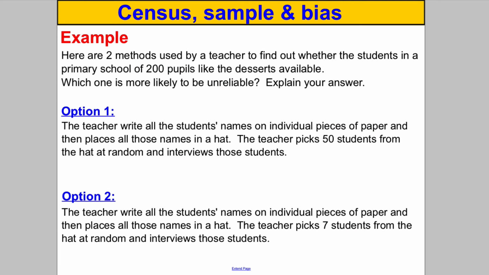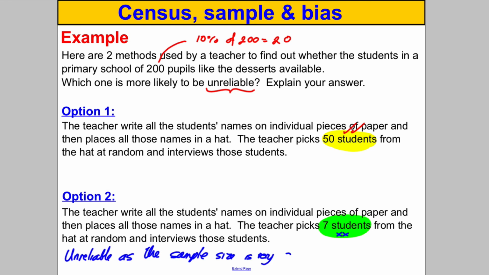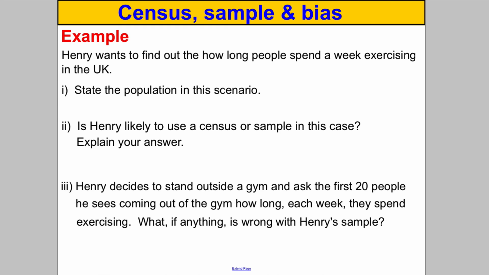Okay, very same scenario. There are two options in which she asks the students. The first one, she writes their names on individual pieces of paper and picks 50 students at random. So here she picks 50 students. And in option 2, she does the exact same thing, but she picks 7 students. Which one is more likely to be unreliable? Well, remember, for a reliable sample, you need 10% of the population. So 10% of 200, we said, is 20. In this case, she has picked 50 students, so it's likely to be accurate. In this case, however, she's only picked 7 students, so it's likely to be inaccurate. So which one's likely to be unreliable? I would say option 2 is unreliable, as the sample size is small. Okay? Next one, pause the video, have a go.